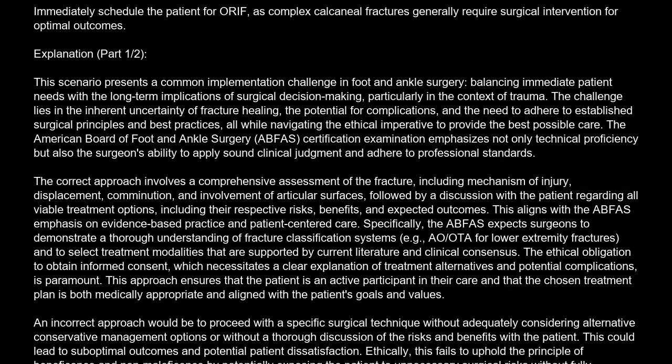An incorrect approach would be to proceed with a specific surgical technique without adequately considering alternative conservative management options, or without a thorough discussion of the risks and benefits with the patient. This could lead to suboptimal outcomes and potential patient dissatisfaction. Ethically, this fails to uphold the principle of beneficence and non-maleficence by potentially exposing the patient to unnecessary surgical risks without fully exploring less invasive alternatives.